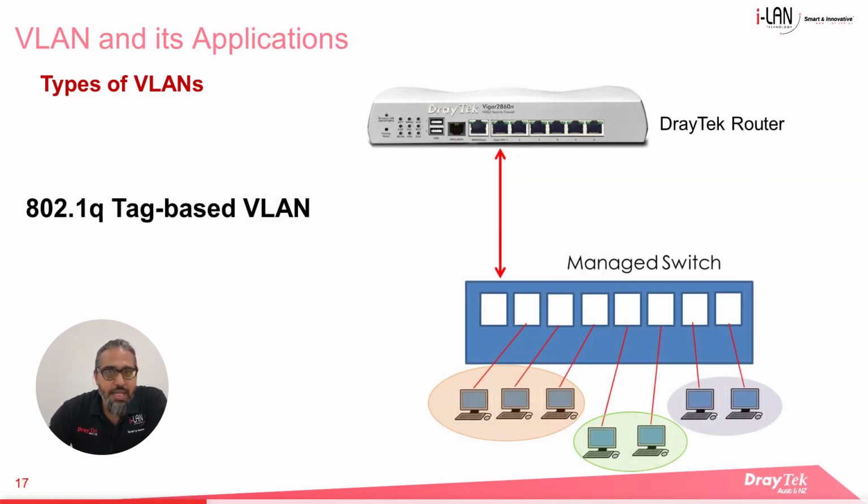The next type of VLAN is 802.1q tag-based VLANs. In the example shown here, we have three different workgroups connected to a switch, shown by the different colors. The VLAN ID is limited by 12 bits, or 2 to the power of 12, which gives a maximum limit of 4096. The actual number of VLANs that can be configured will be limited by the router or the switch model and would usually be a number between 2 and 50.